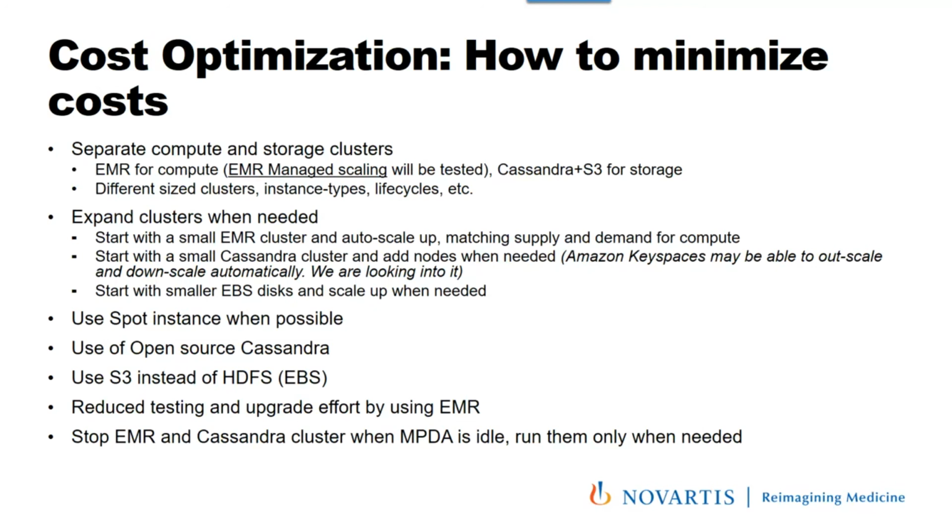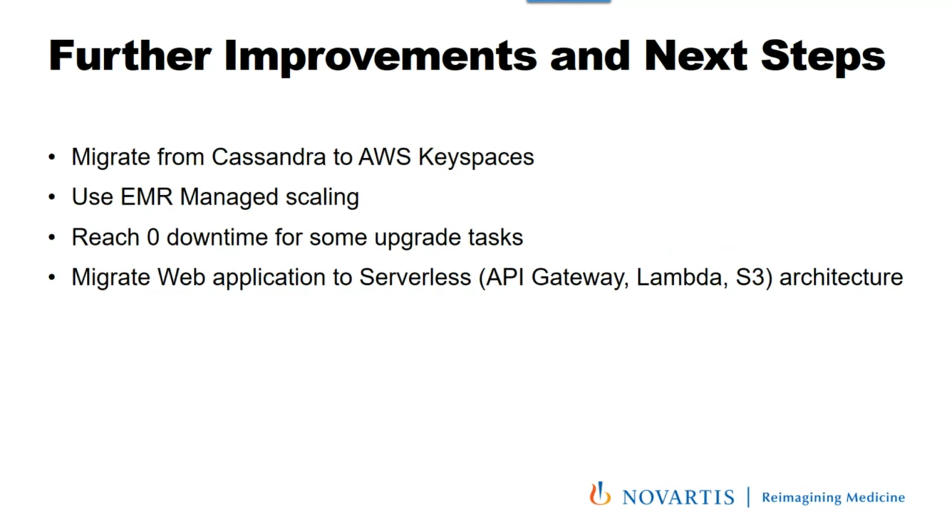All right, let's talk about improvements. On the improvement front, we're going to be looking to migrate from Cassandra, which is hosted on EC2, to KeySpaces, which is a new service. We're also going to be assessing something called EMR Managed Scaling, which is automated EMR node scaling. I think it's horizontal. We are planning on reaching zero downtime for some of the upgrade tasks and migrating web app to serverless, so things like Lambda, S3, API Gateway.